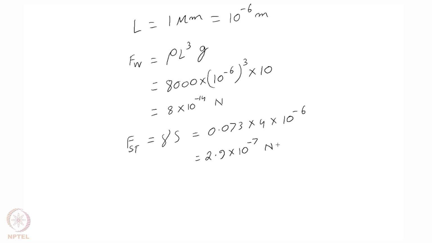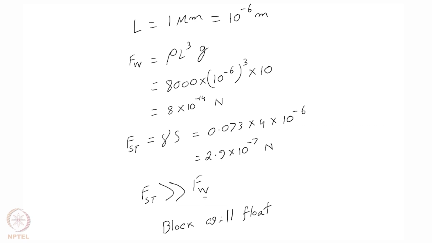Now if we compare the surface tension force with the gravitational force or with the weight, then it is almost 10 to the power 7 times or 10 to the power 6 times higher than the weight, right? So if surface tension is much higher than the weight, right? So the block will float. Why will it float? Because now the upward force is much higher than the downward force. Okay.